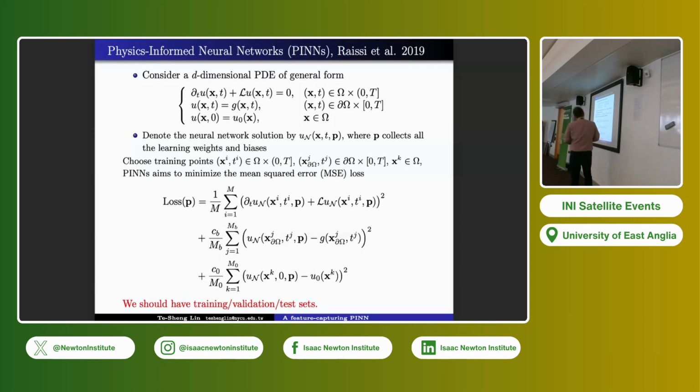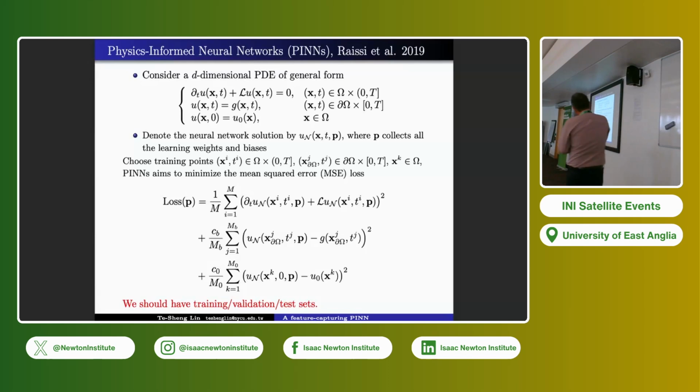You assume that your solution is a network, and you train the model. You train the model by asking your model, your parameter, to minimize this loss, which is the mean square of every single constraint you have. Okay. And to train the model, we should have training points, validation, and test set to make sure that really every single point in the domain should try to satisfy this equation or try to minimize this loss.